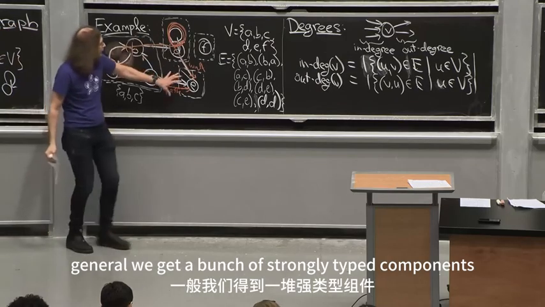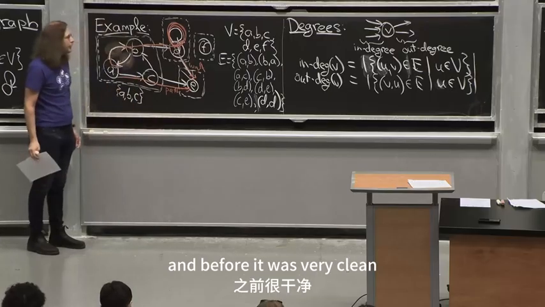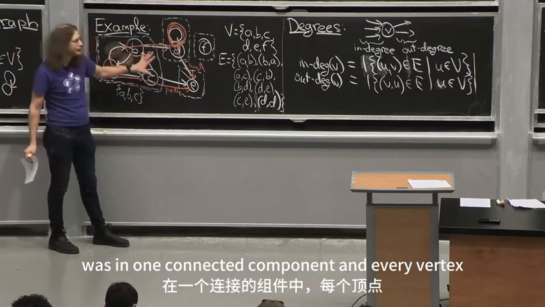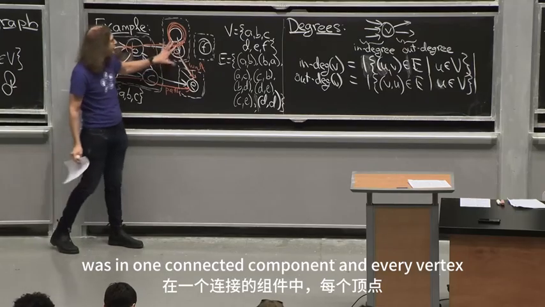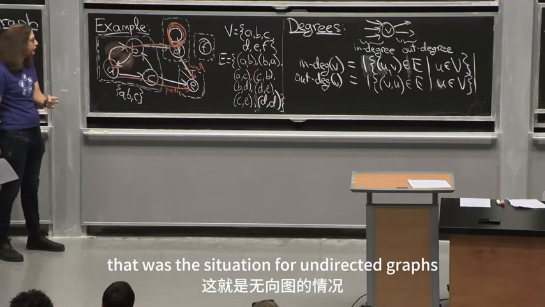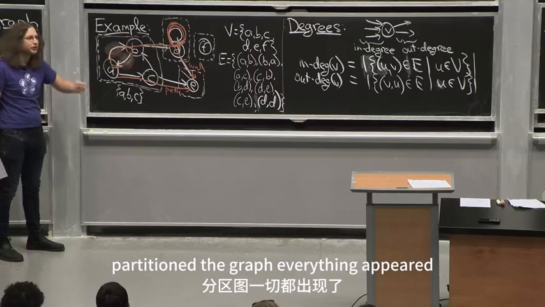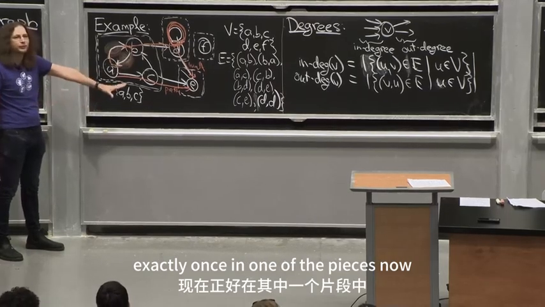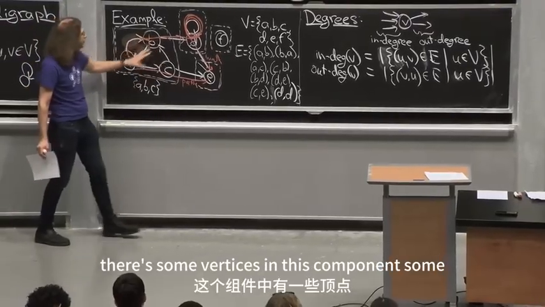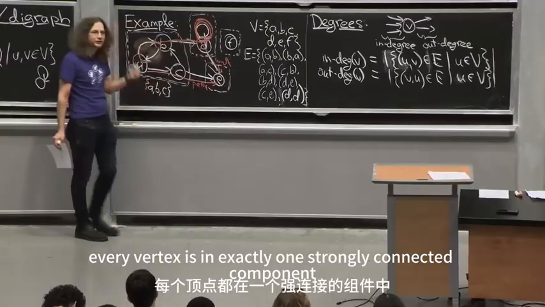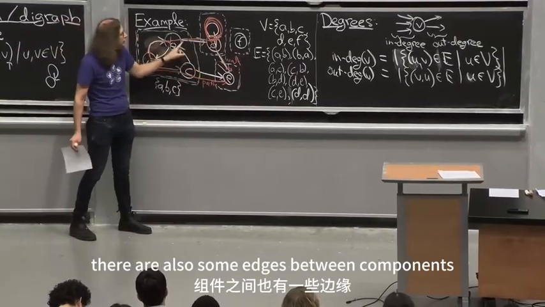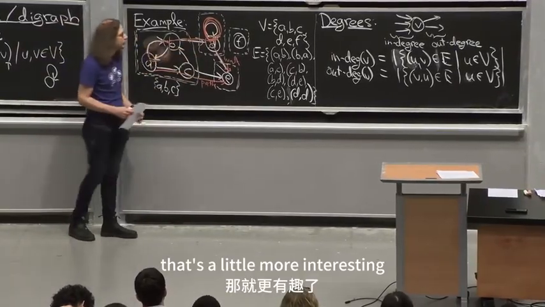In general, we get a bunch of strongly connected components. And before, it was very clean, right? Anything that you could possibly touch was in one connected component, and every vertex and every edge fell into one connected component. That was the situation for undirected graphs. We said that connected components partitioned the graph. Everything appeared exactly once in one of the pieces. Now it's not so clean. The vertices get partitioned. There are some vertices in this component, some in this, some in this. Every vertex is in exactly one strongly connected component. But for directed graphs, there are also some edges between components. Okay, that's a little more interesting.